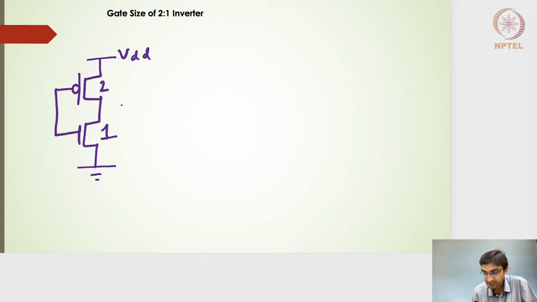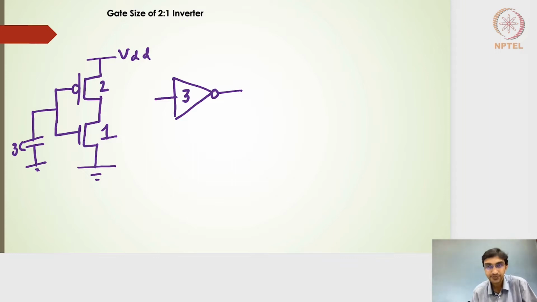What it means is at the input side, I will have a capacitance of 3C. So this particular inverter, which is of 2:1, is actually represented in the form of the size of 3. So the gate size is 3 here. I'm going to write the gate size representation saying that it's an inverter, and the size is 3, and then the transistor level sizing, which is 2:1. This is how we will represent a gate size from the transistor.